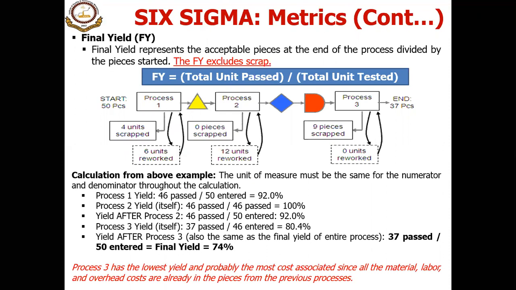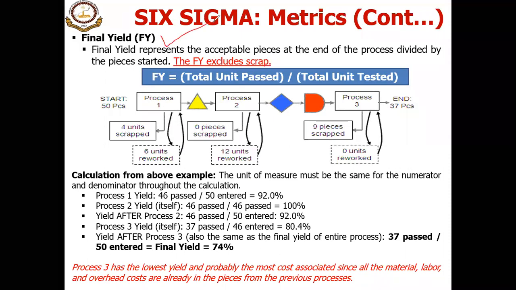So what do you mean? What I mean about the yield is how we calculate the percentage of good units we are producing. There are two ways to report the yield. One is the final yield, and another is the rolled throughput yield.